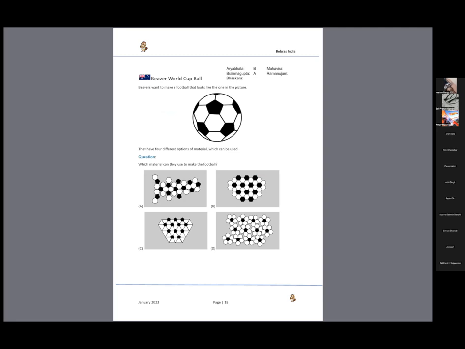The soccer ball itself. This one is for higher difficulty because it's the next set of sums, which are of higher difficulty. So a Beaver wants to make a football like this one on the top, and of these four materials in the options, which material should they use to be able to create a football of the exact same type?